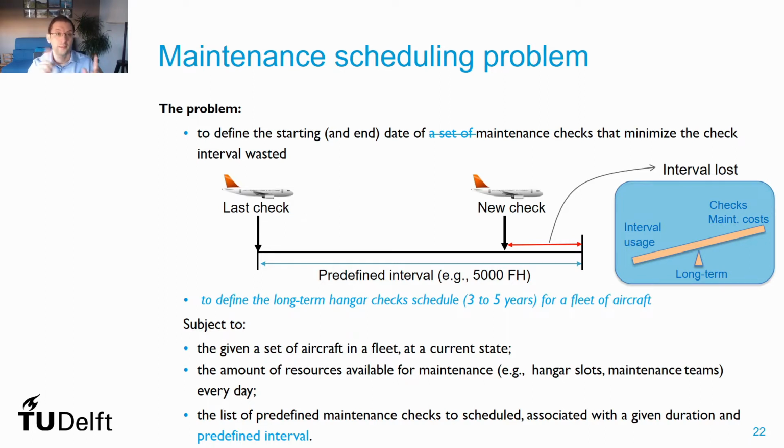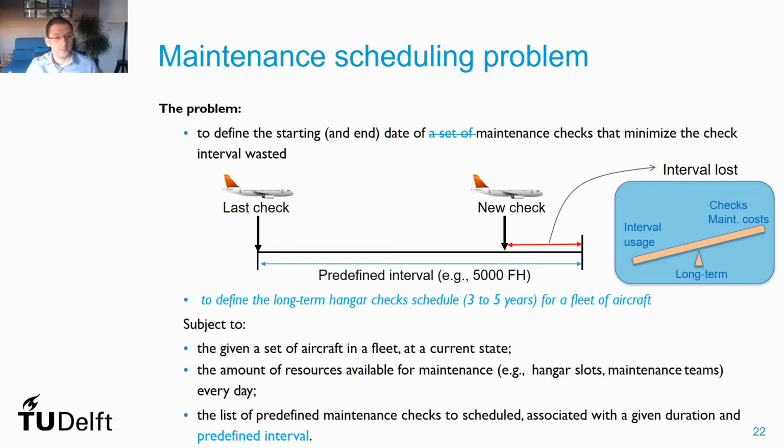The problem, as in the previous video lecture, is subject to the considerations that we have discussed before. But now we do not have a due date associated with each check. So we have to replace this information with the predefined interval associated with each type of check. And we'll determine the due dates as we schedule a maintenance check for a given aircraft, and then we determine what will be the due date for the following check of the same type.